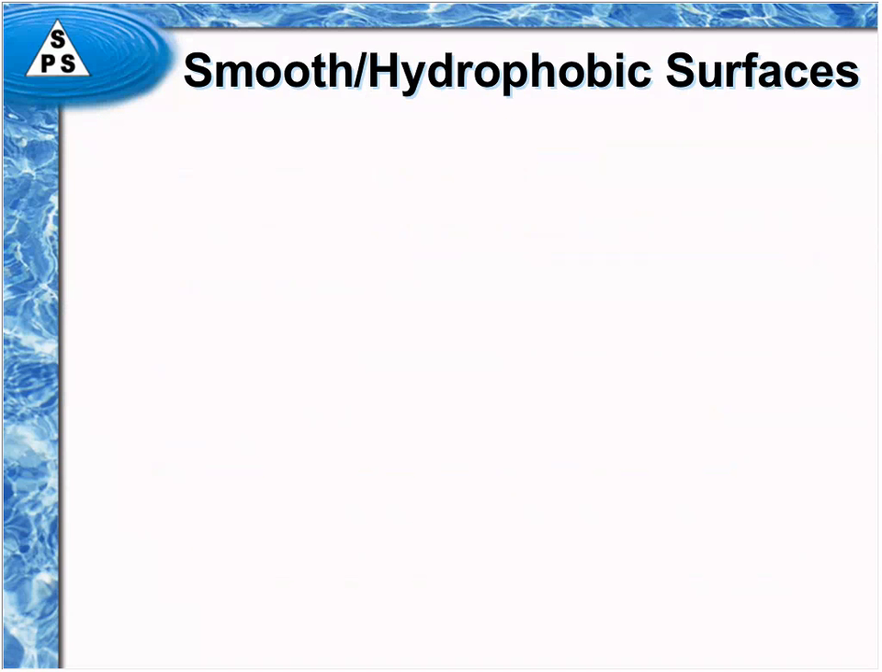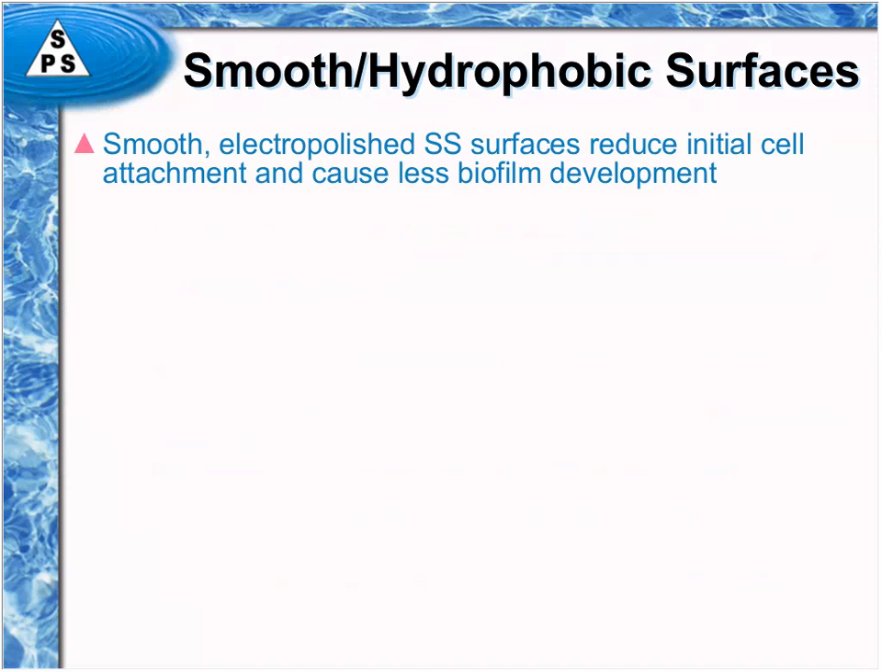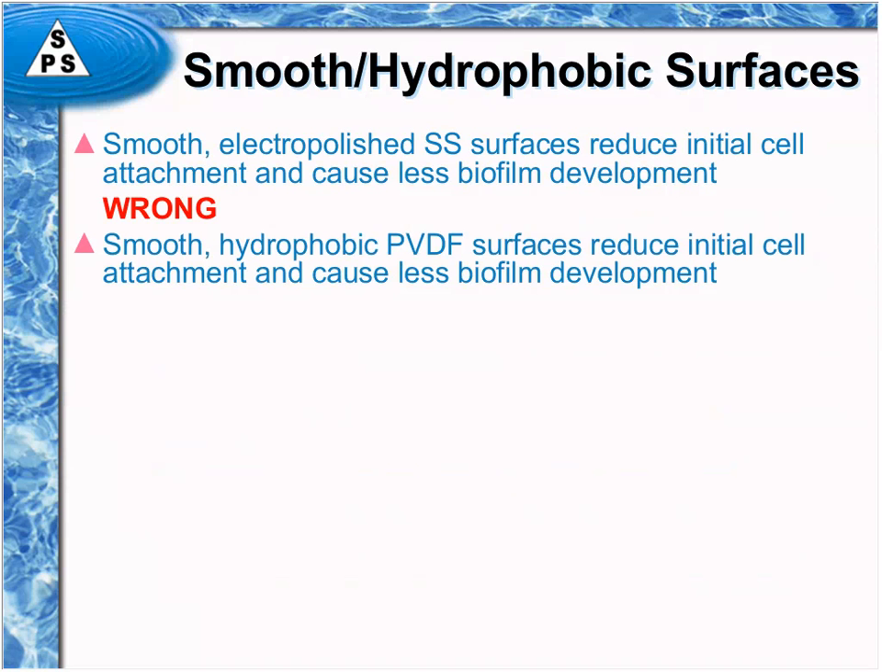So let's move on to the next one, smooth hydrophobic surfaces. The myth is that smooth electropolished stainless steel can reduce the initial cell attachment and therefore cause less biofilm development. Well, as you might imagine, that's wrong. How about smooth hydrophobic plastic surfaces like PVDF? They're claimed to reduce biofilm development.